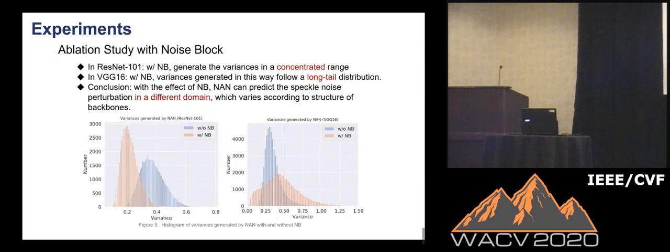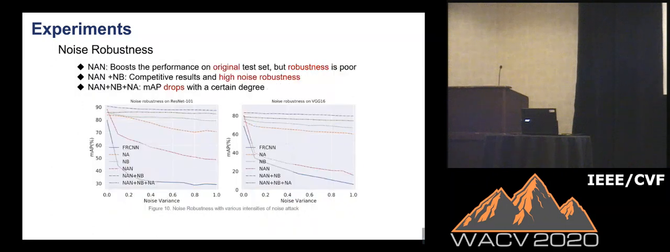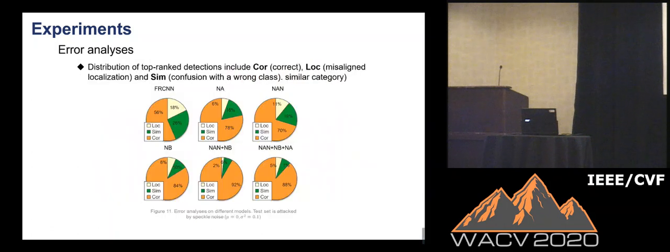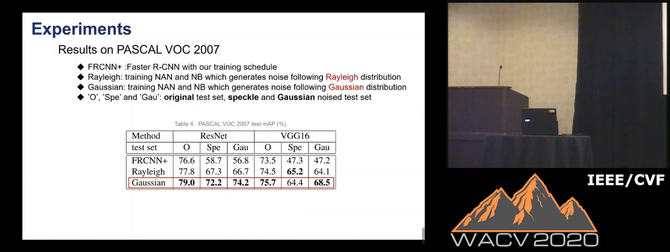In the meanwhile, it is shown that with the effect of NB, NAN can predict the speckle noise perturbation in a different domain according to the structures of backbones. We also demonstrate that with the assistance of the noise block, the noise adversarial network achieves high noise robustness. It overcomes the noise attack with all intensities. The error analysis shows that the NAN and NB extensively eliminate the false positives of misaligned localization and misclassification.